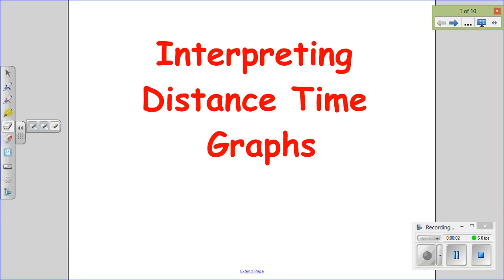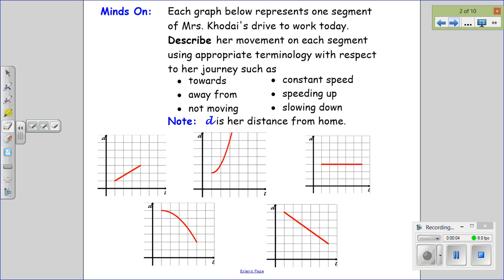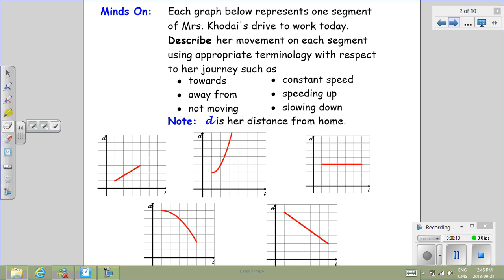Interpreting distance time graphs. Each graph below represents one segment of Mrs. Kadai's drive to work today. Describe her movement on each segment using appropriate terminology with respect to her journey, such as towards, away from, not moving, constant speed, speeding up, and slowing down.